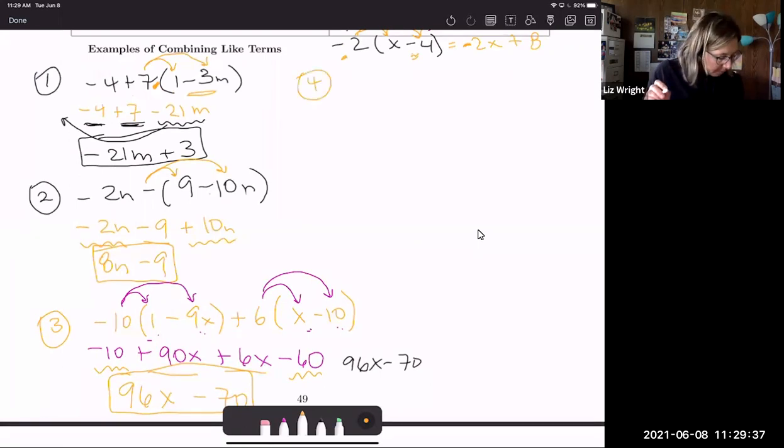So number 4, we've got 1a minus 2ab plus 3ba minus 4b.